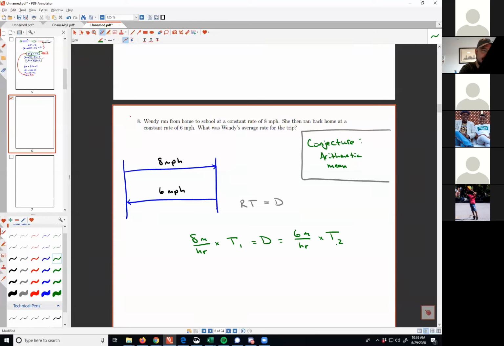We can equate them to each other. Okay, we can equate the far left and the far right. And what do we find? The time. Do we know the time? No.